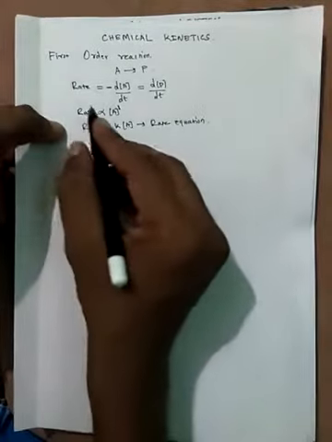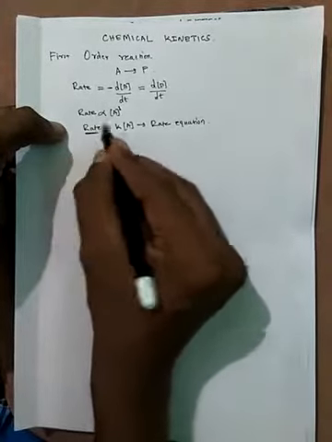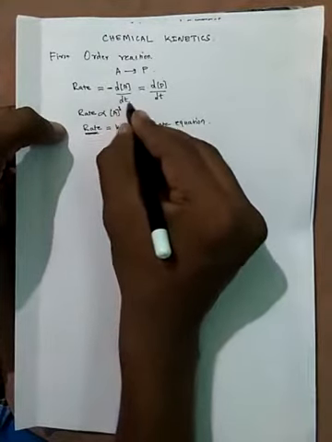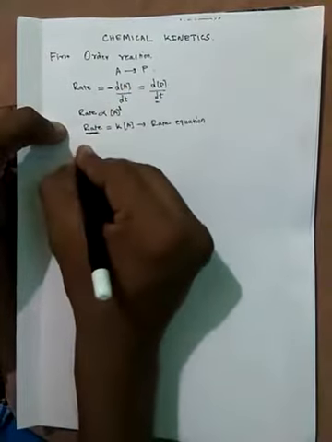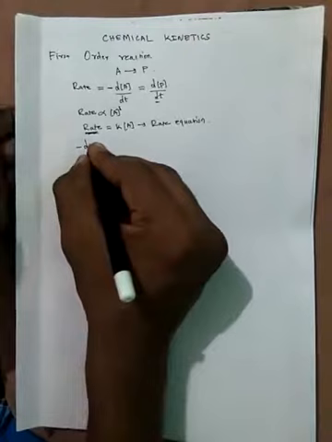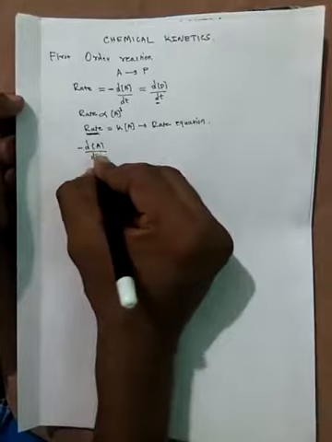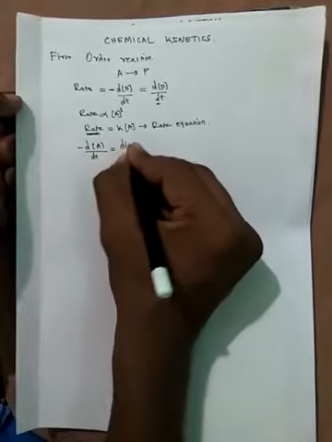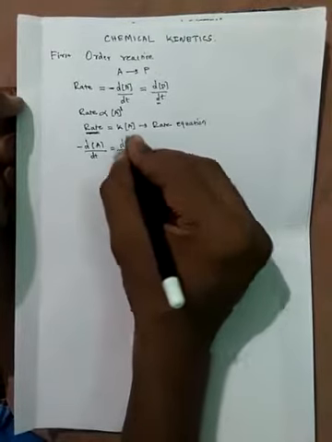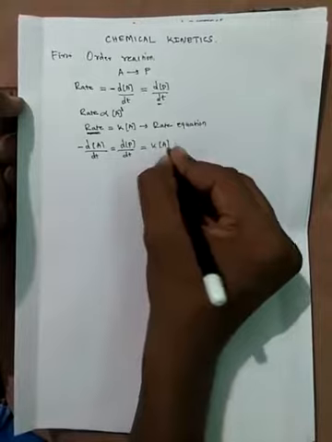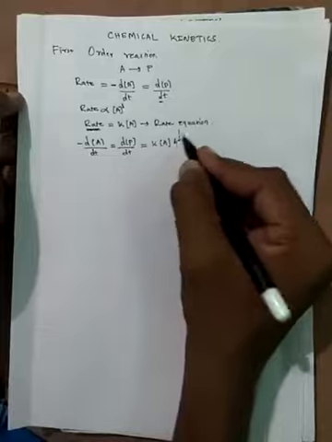Now let me write the expression for the rate. The mathematical expression for the rate is given here: minus dA by dt, or dP by dt. So let me combine both terms: minus dA by dt equals dP by dt, and this is equal to K times A. This is the rate equation.